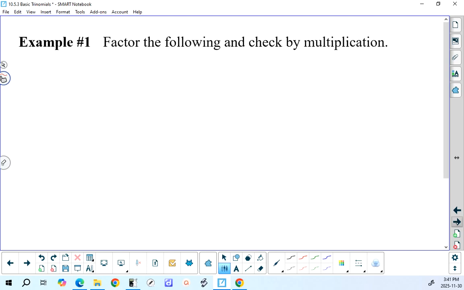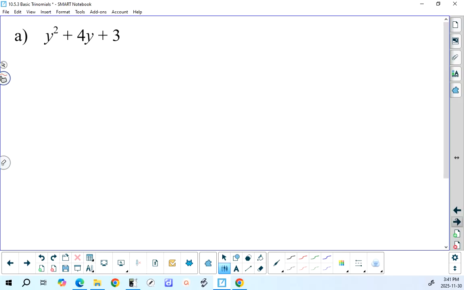So let's get some practice here so this sinks in. Factor the following and check by multiplication. First of all, will this work? Does this qualify as being one of those trinomials? Yes, because it's 1y squared plus 4y plus 3. Because this coefficient of the first term is 1, this will work. So we're going to factor it by just setting up a template and putting y here and here.